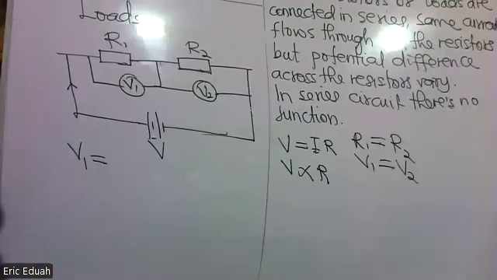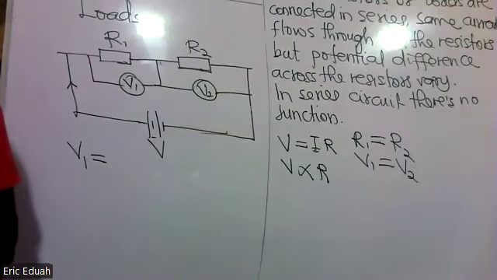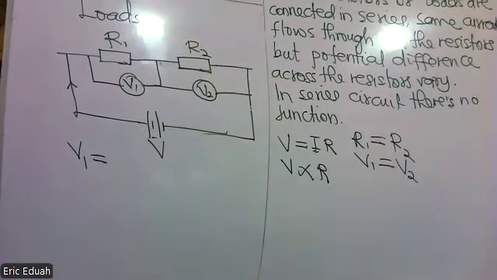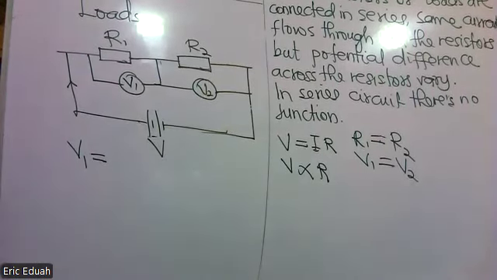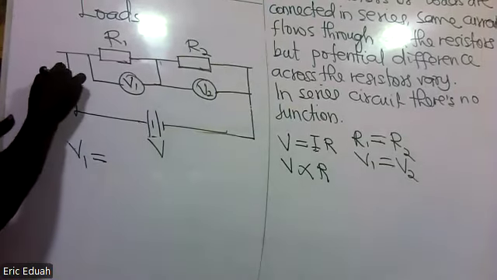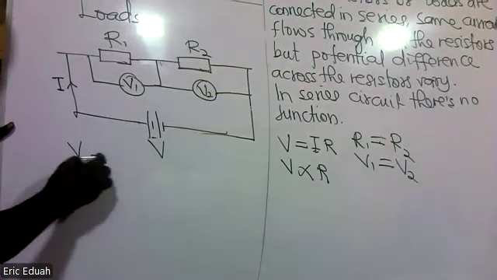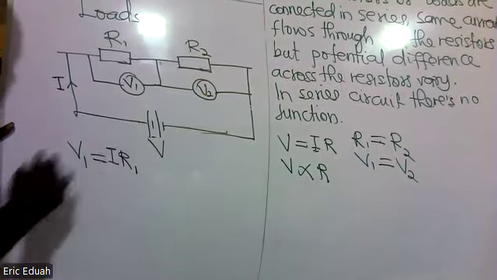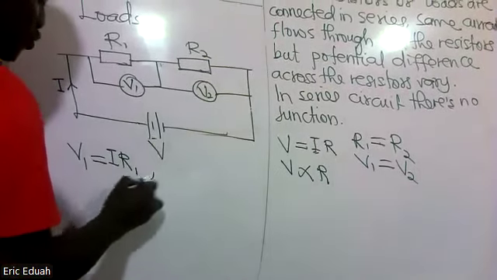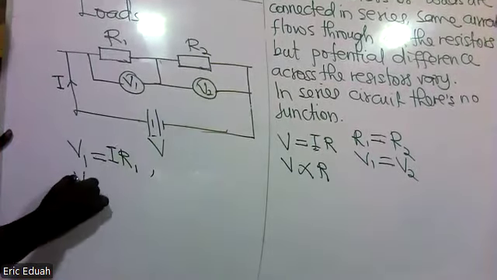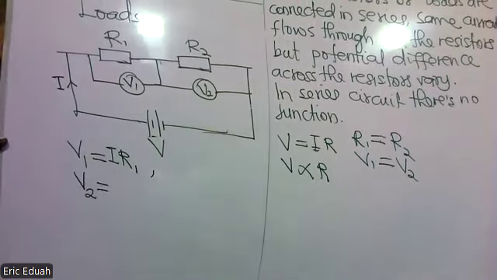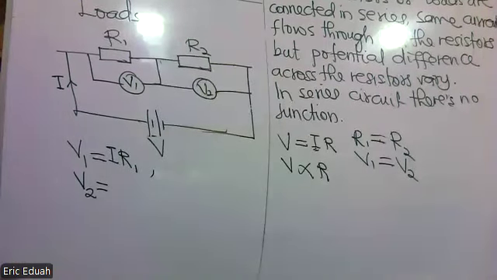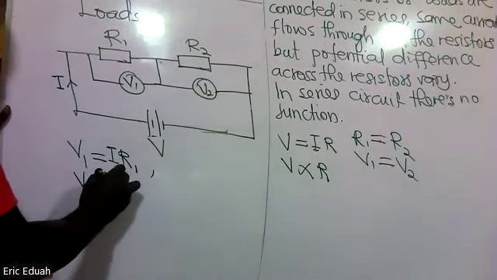It is I times R. So, yes, current flow through all of them is constant. So V1 will be equal to I times R1. How do we determine V2? I times R2.